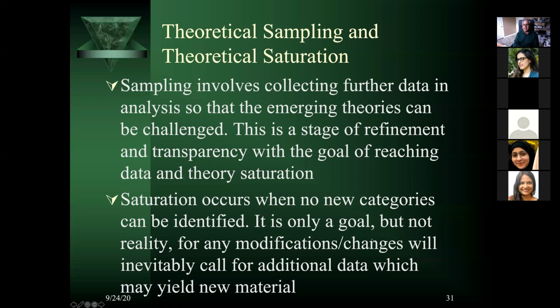This is in line with what somebody had said, and I forget who, that there is no such thing as infinite because it will continue to go on. And I think it was Mitakshara who said that. When no new categories can be identified, it is only a goal, but not reality. For any modification changes will inevitably call for additional data, which may yield new material. So it's a never-ending cycle. But at some point, you have to stop and say, you have done your best. Your further searches are not yielding any more data that is helping this. So at that point, you stop and you say that you have collected enough data for the study.